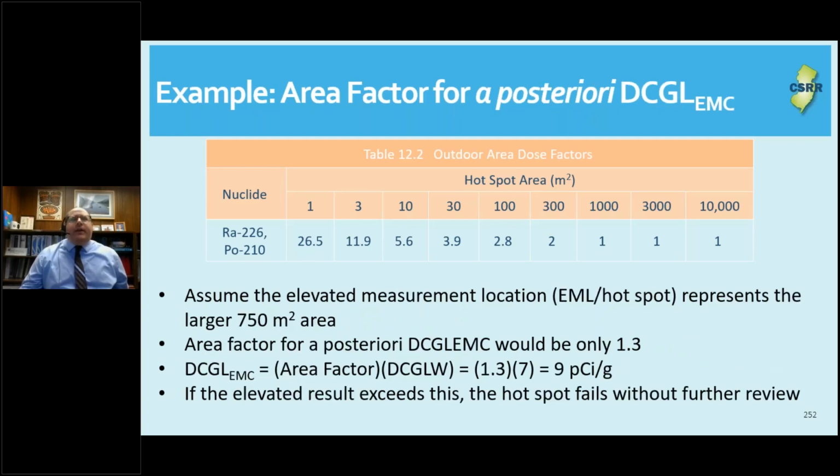Now we have implemented a final status survey and identified the results of one systematic sample representing an elevated measurement location or hotspot. This area is represented on the figure by the red area representing 750 meters squared. So here we calculated the a posteriori DCGL EMC, which is essentially how elevated a hotspot of a given size can be and still be compliant by itself. If the elevated result exceeds this DCGL EMC in the elevated measurement comparison, the hotspot fails without further review. Next.